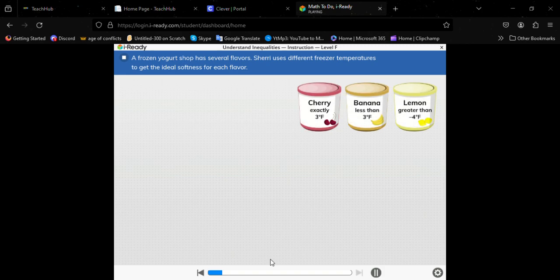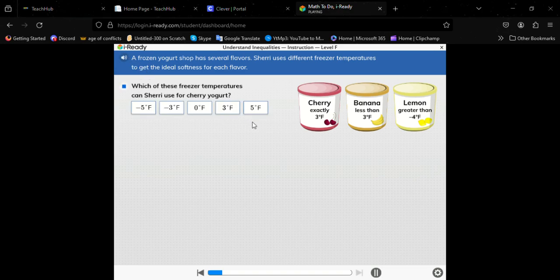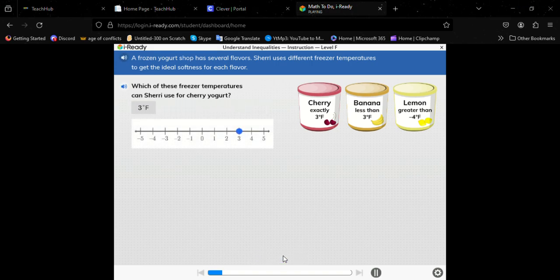A frozen yogurt shop has several flavors. Sherry uses different freezer temperatures to get the ideal softness for each flavor. Which of these freezer temperatures can Sherry use for cherry yogurt? You can graph 3 degrees Fahrenheit as a point on a number line.